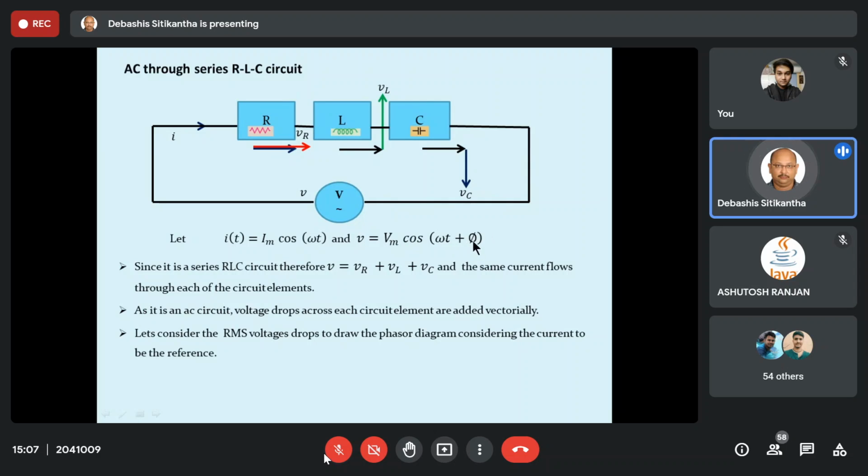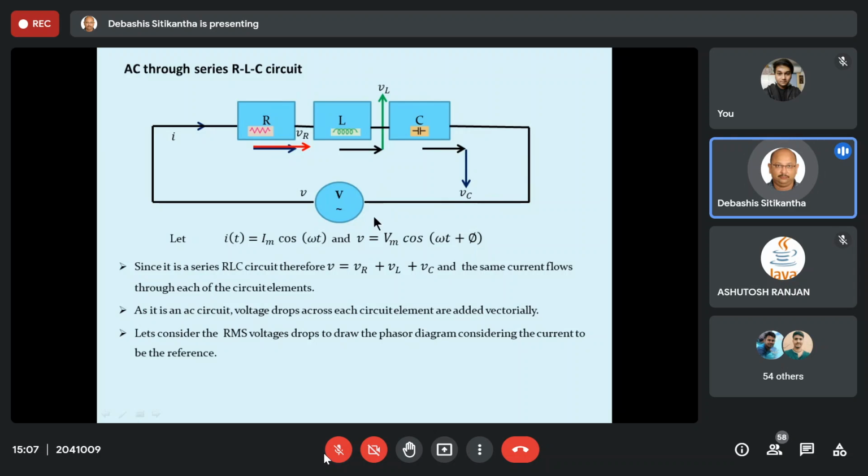Obviously I cannot define or write anything about this phi right now. Why? Because this is a combination of all three elements. VR will be in phase, whereas VL and VC will be out of phase by 90 degrees. So we cannot simply predict the value of this phi, and we will see how we are going to find it. Secondly, we are going to introduce the concept of impedance, the concept of series impedance. Let us try to find all this out.